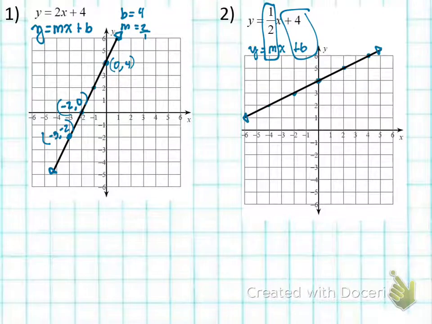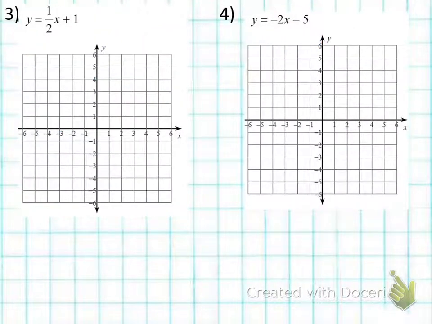Okay, so we're doing number 3 now. Number 3, y is equal to 1/2 x plus 1. Okay, let's write the slope-intercept form because we need to make sure it's in that correct form before we start. y is equal to mx plus b. Is it in the correct form, everyone? Yes. Good. What is your b? 3. Oh, 1. 1. What is your m, or slope?